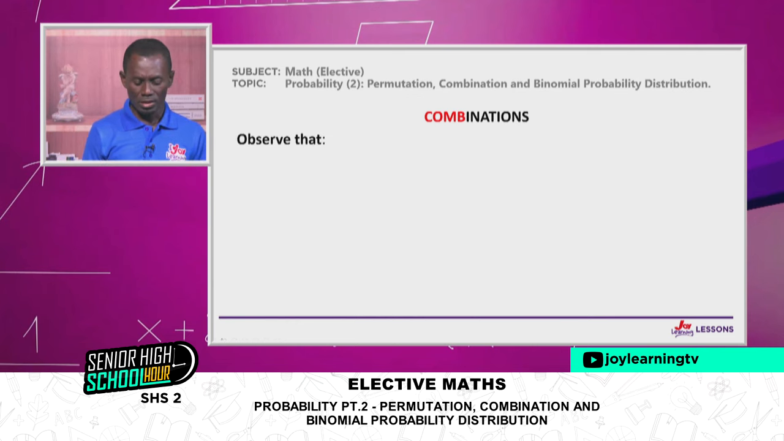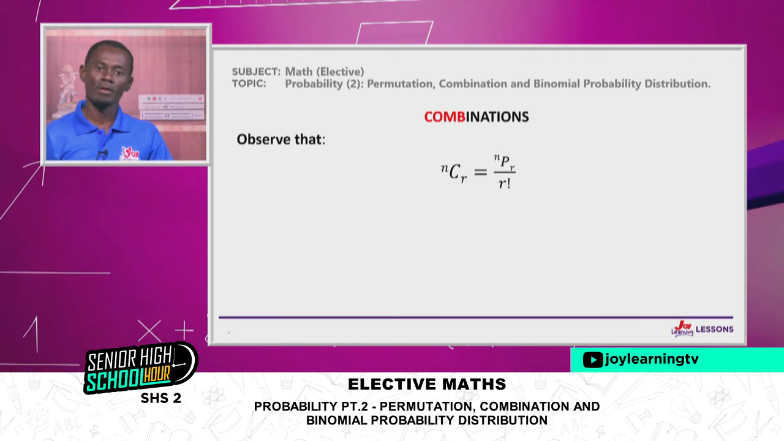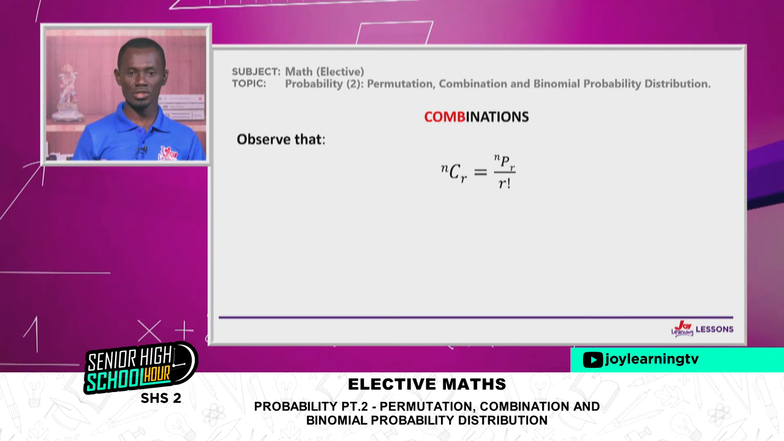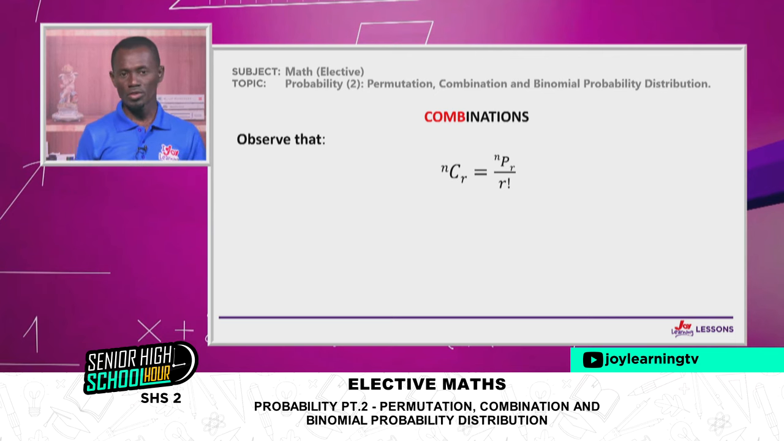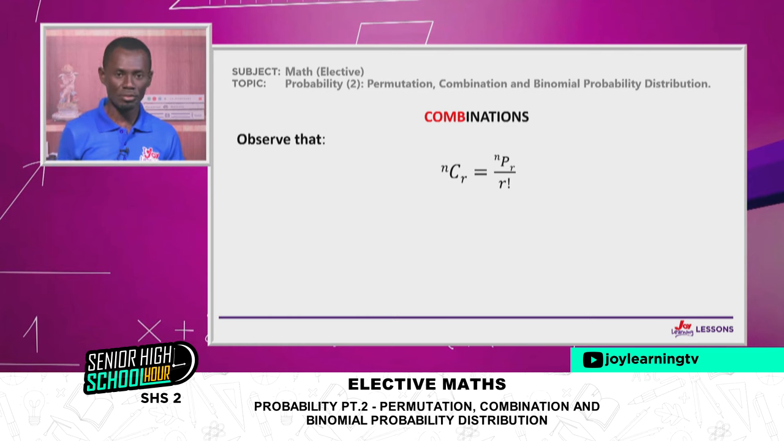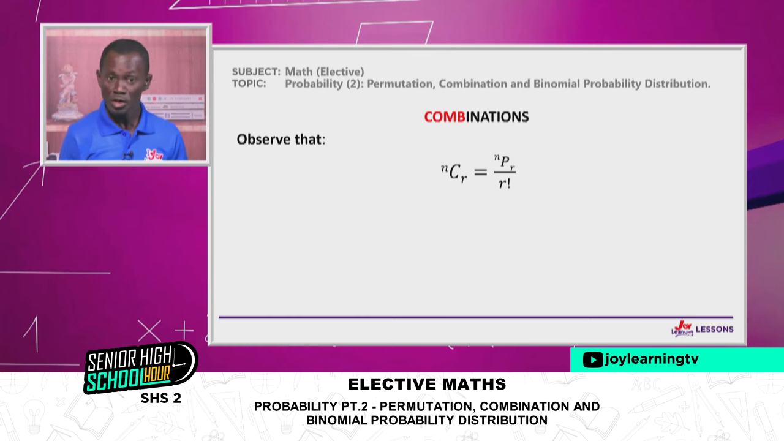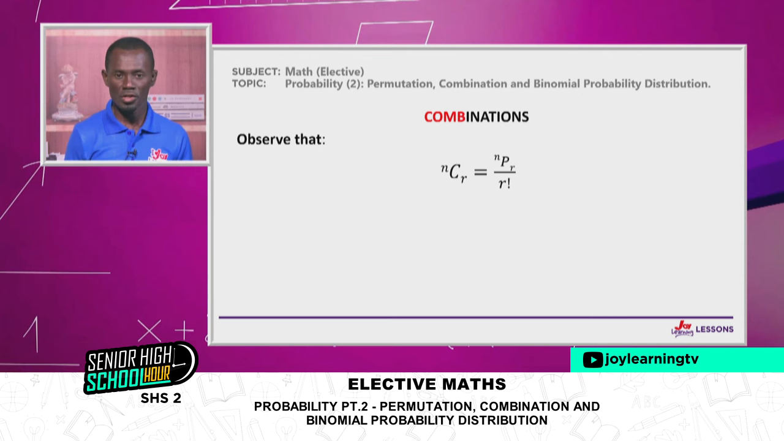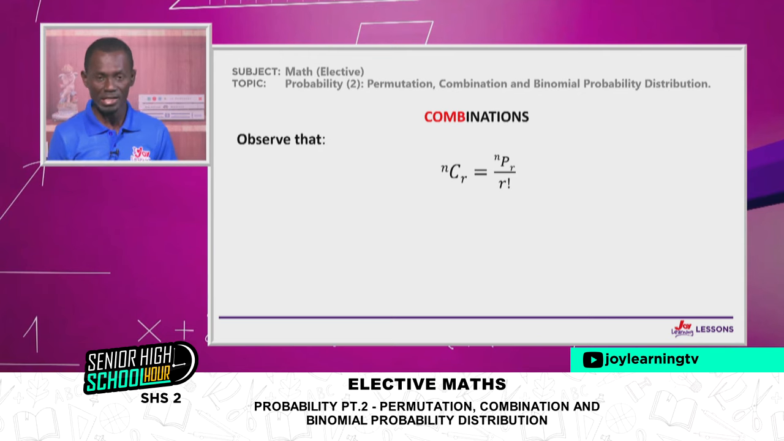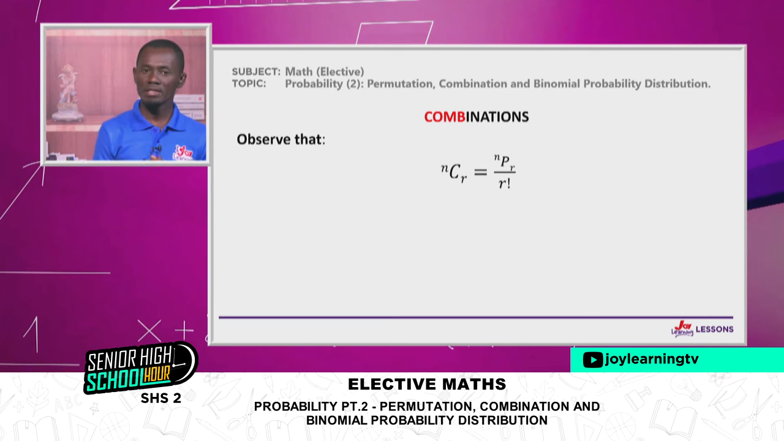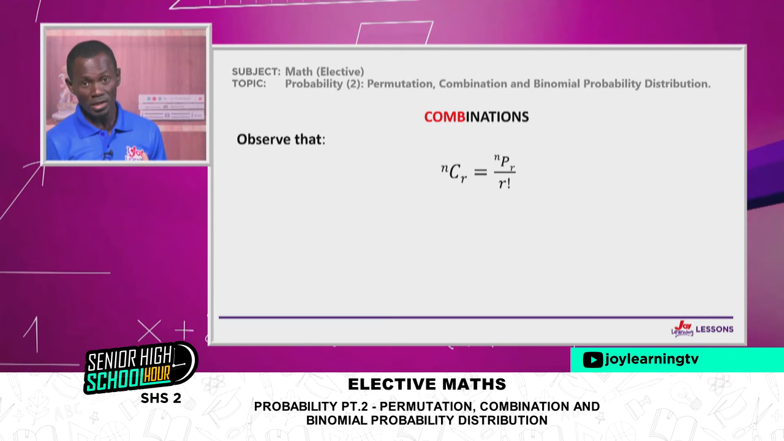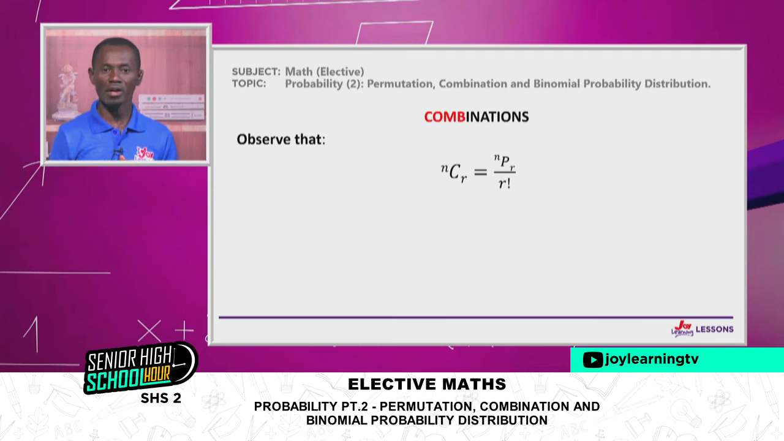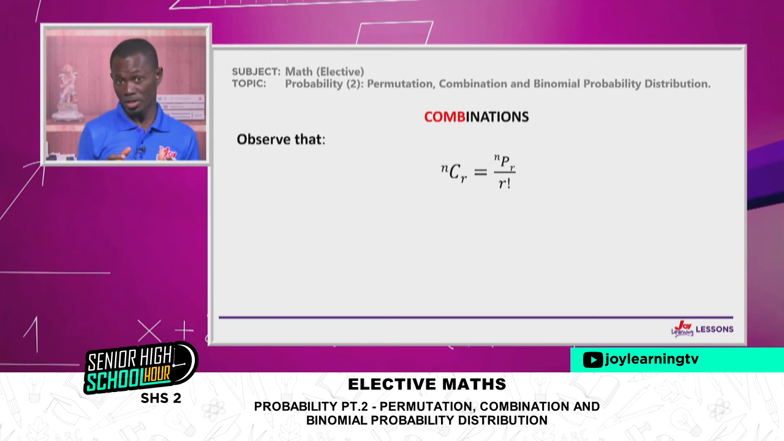So I want you to observe something, and this is a very important one, and please note it. It's very crucial that you note this, because especially in your final year, you have multiple choice questions that involve the use of this identity, where N combination R is one and the same or equivalent to N permutation R divided by R factorial. I hope you get the idea.